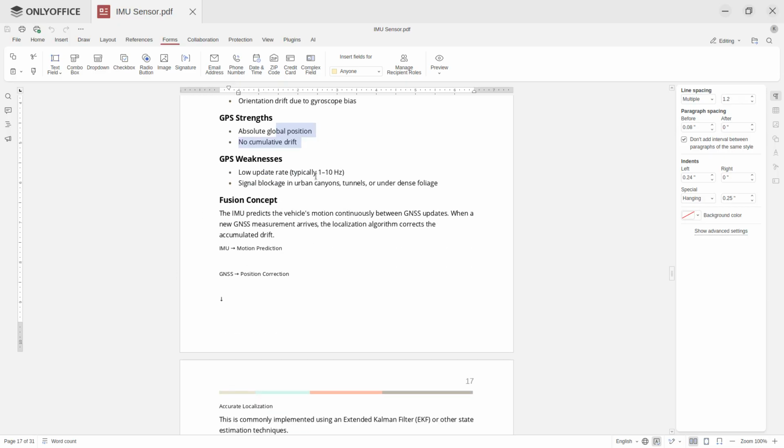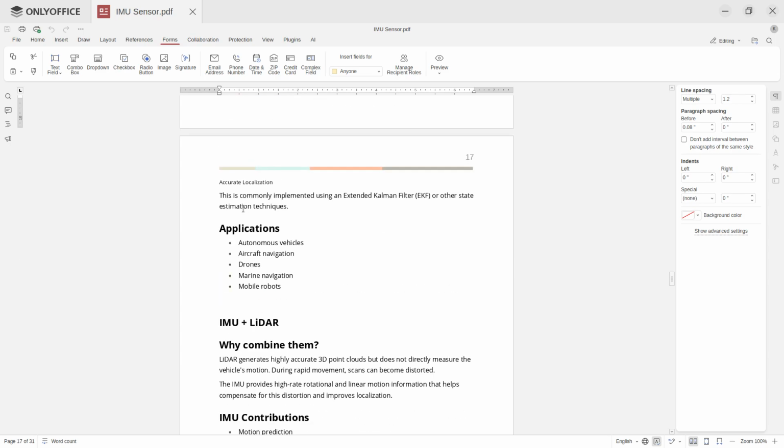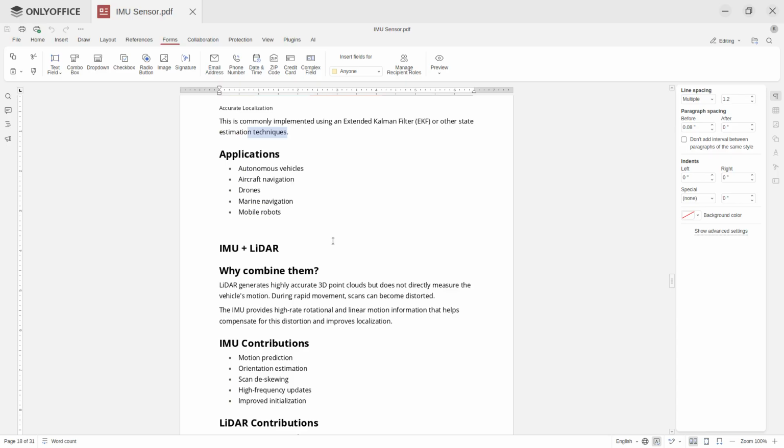Fusion concept: the IMU predicts the vehicle's motion continuously between GNSS updates. When a new GNSS measurement arrives, the localization algorithm corrects the accumulated drift. This is what we discussed earlier, right? IMU is motion prediction, GNSS is position correction. This is what happens: accurate localization. This is commonly implemented using an extended Kalman filter or other state estimation techniques. Next, applications: autonomous vehicles, aircraft navigation, drones, marine navigation, mobile robots. So this is all about this.